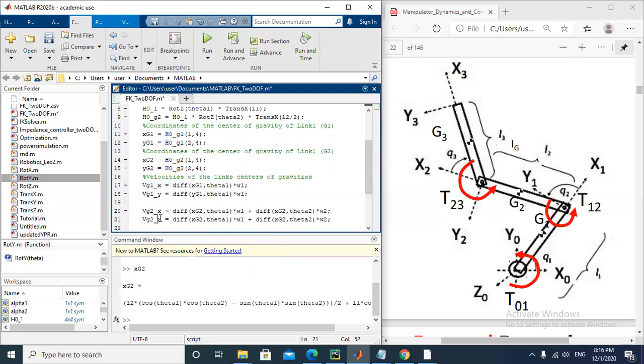The easy part is that I do it one more time to obtain the velocity in the y direction: the partial derivative of yg2 with respect to theta 1 times omega 1, and so on, where omega is the time derivative of the variable.